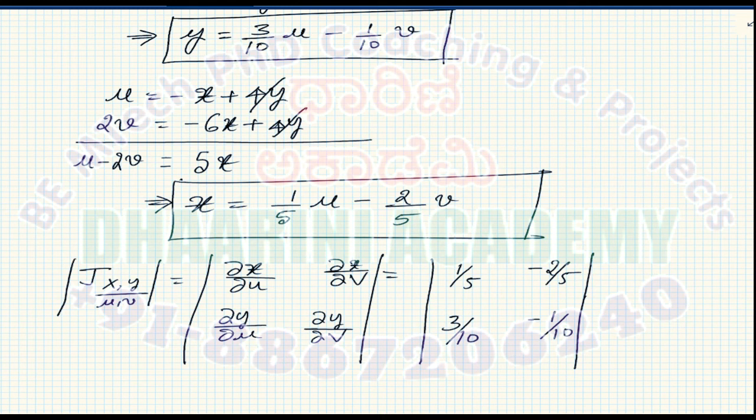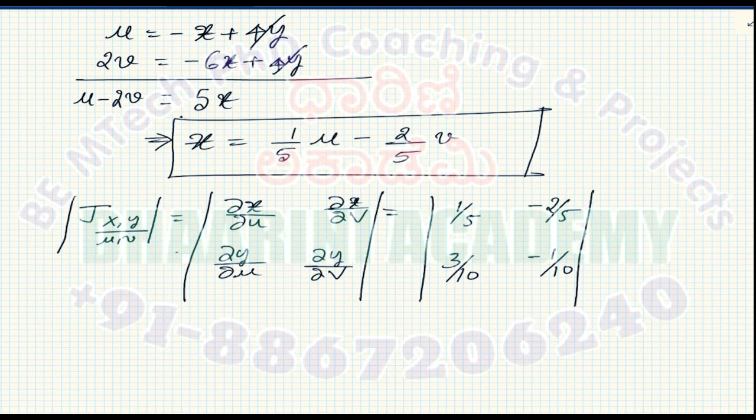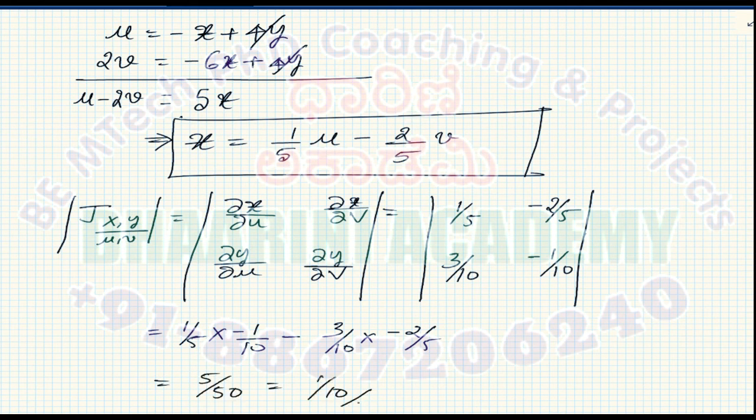Now, when you simplify this, we get the following values. This is equal to 1 by 5 multiplied by minus 1 by 10, minus 3 by 10 into minus 2 by 5. This comes to be 5 over 50, which is 1 by 10 or 0.1.